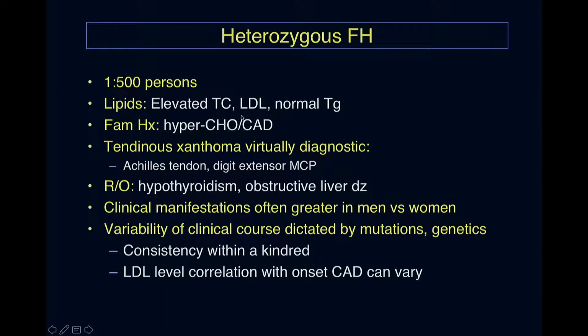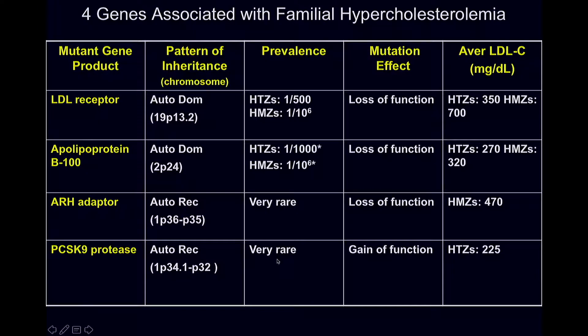Much more commonly encountered is heterozygous FH, where one of the alleles is mutant, is also associated with early onset coronary disease, tendinous xanthomas. One should rule out thyroid issues or liver issues, could show up in a board setting, and again, variable clinical presentations depending on the defect.